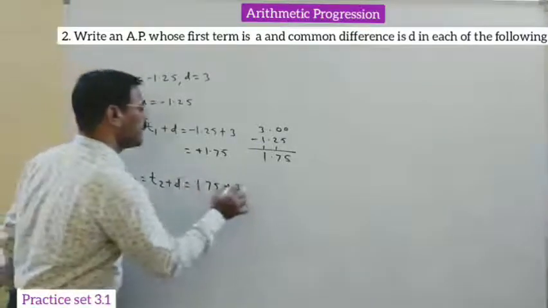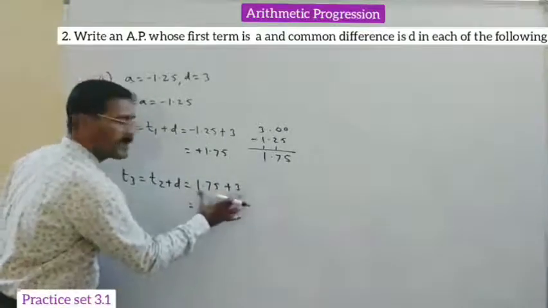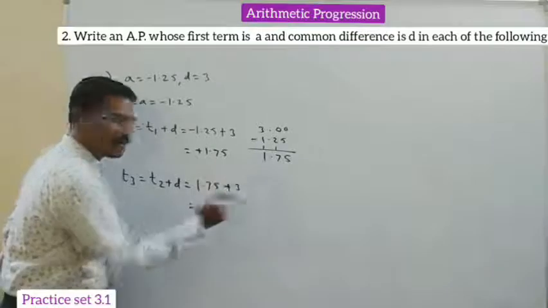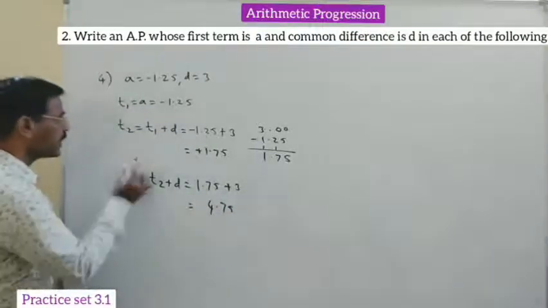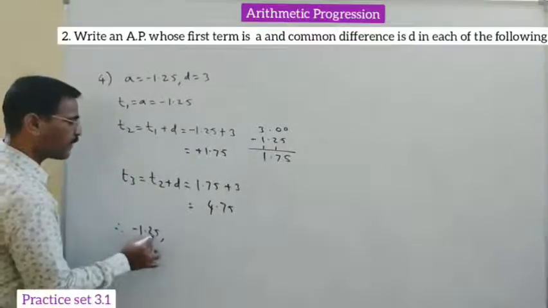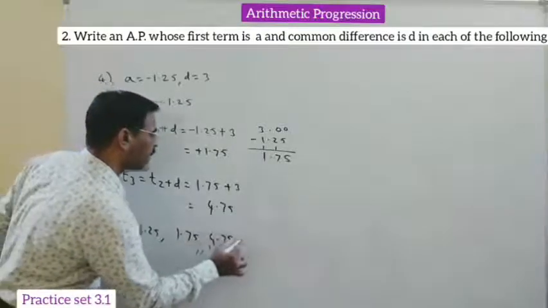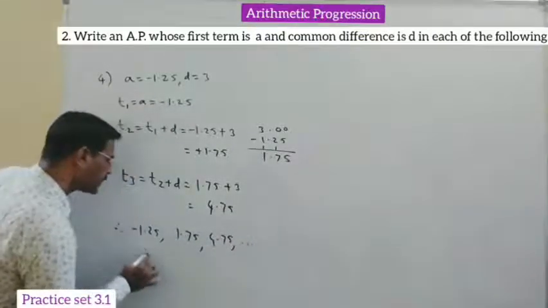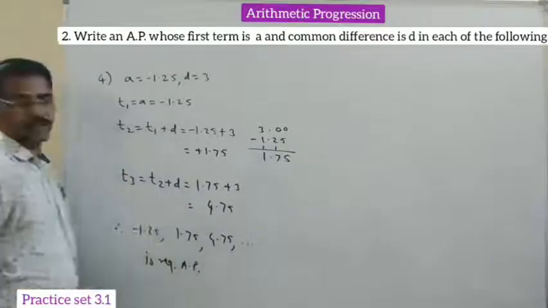Which is 3, and here both are positive. That means 3 plus 1, integer and integer we have to add, and then a decimal part, so 0.75. 3 plus 1 is 4. Therefore, these are the terms of the sequence: 1 minus 1.25, 1.75, 4.75, and so on, which is the required arithmetic progression. Okay, friends.